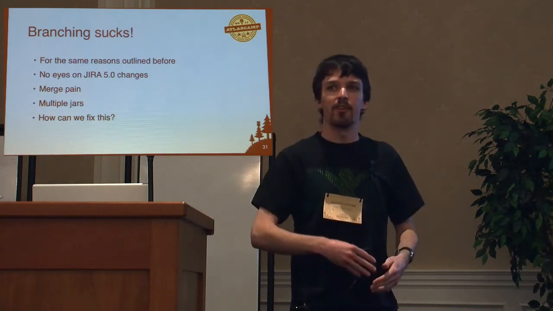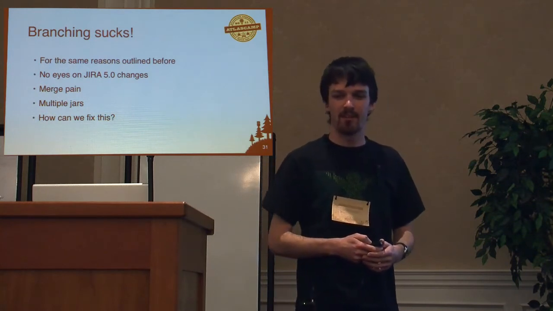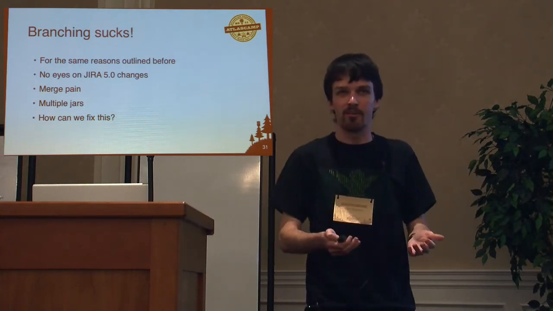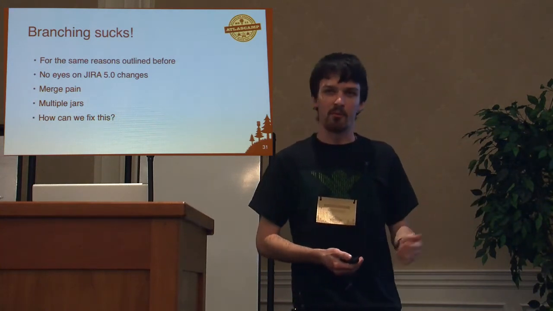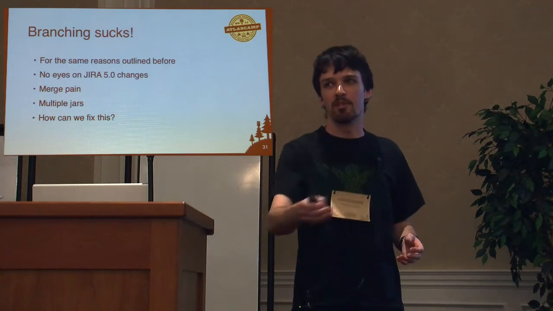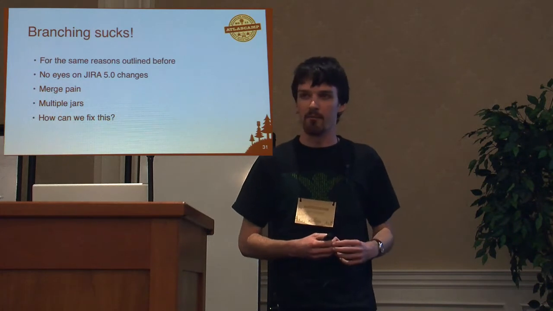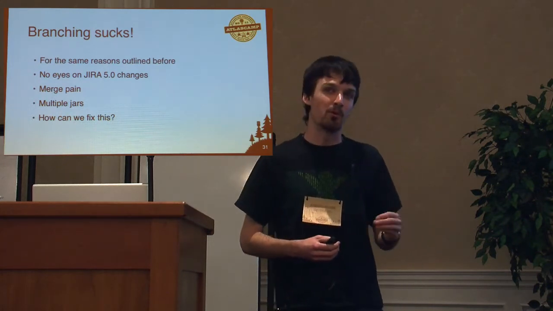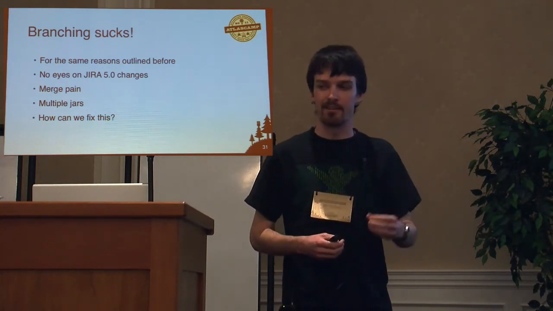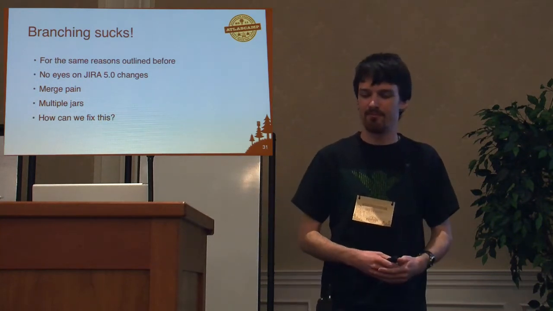So we did this process, we did the branch, we were working on it for a few weeks, and we found that branching just sucks. For the same reasons that I outlined before. There was no eyes on the JIRA 5.0 changes. There was a lot of merge pain, so once we'd finished some work that we were doing in JIRA 4.4, for example, we'd then have to merge that work back into JIRA 5.0, and that was a largely manual process because every so often there would be merge conflicts. We had to ship multiple jars, so we were shipping a jar for JIRA 4 versions and then another jar for JIRA 5 versions. And we looked at this and it was not great.